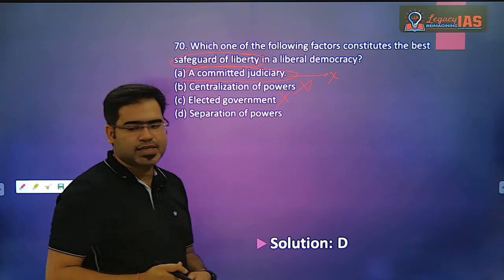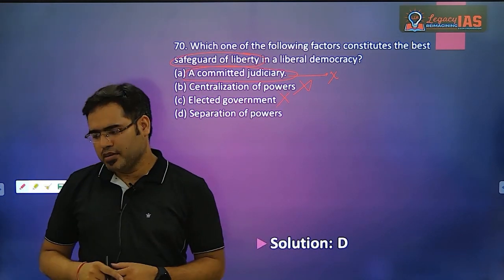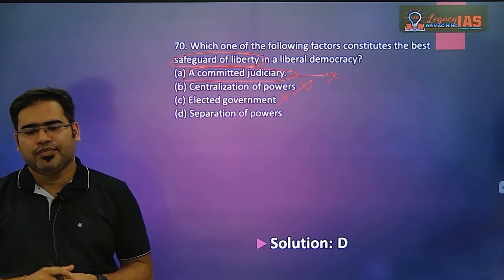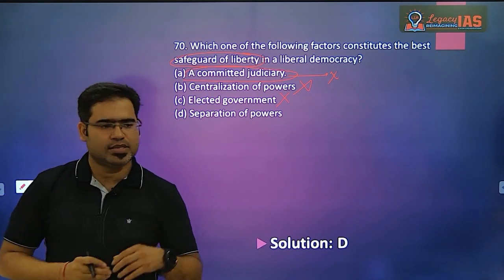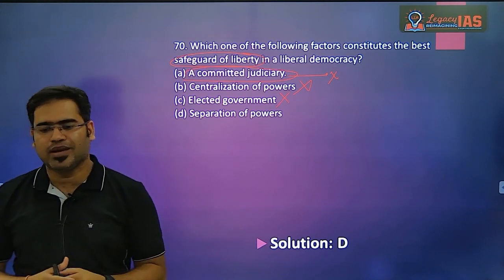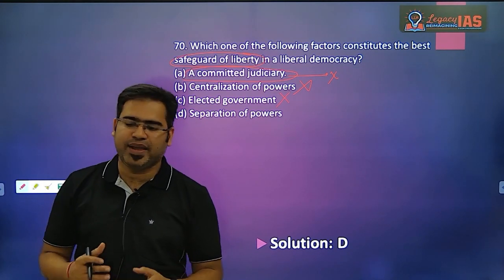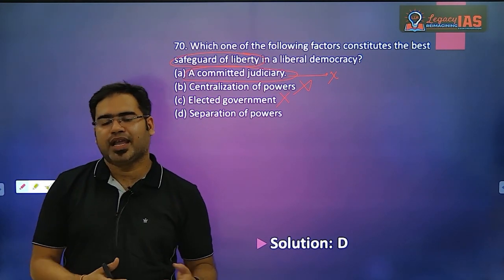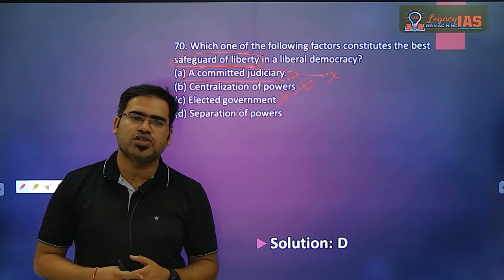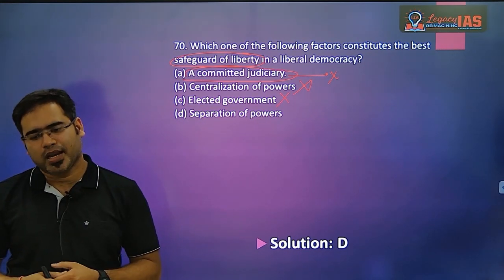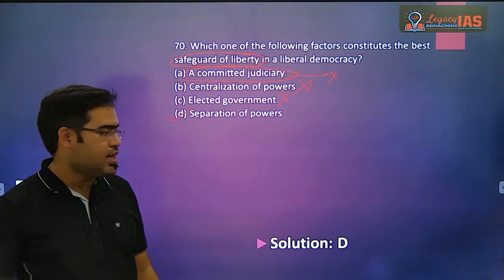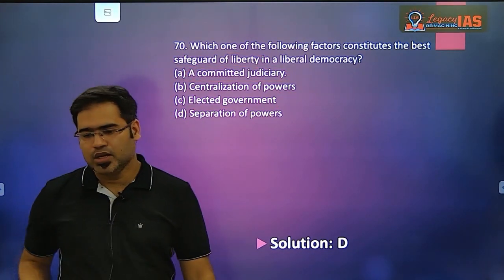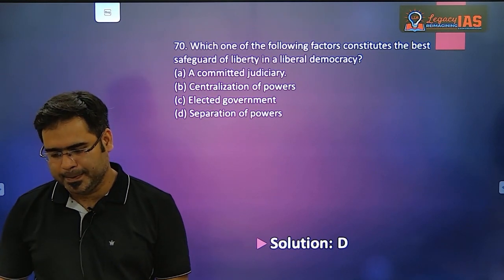Now the fourth is separation of power. When separation of power is there, the judiciary will work according to its own rules, the executive will work, the legislature will work. Here we can expect liberty will be there. Liberty can be safeguarded even by the judiciary, like in India. Correct? So separation of power will be the right answer. So that is question number 70. Clear?